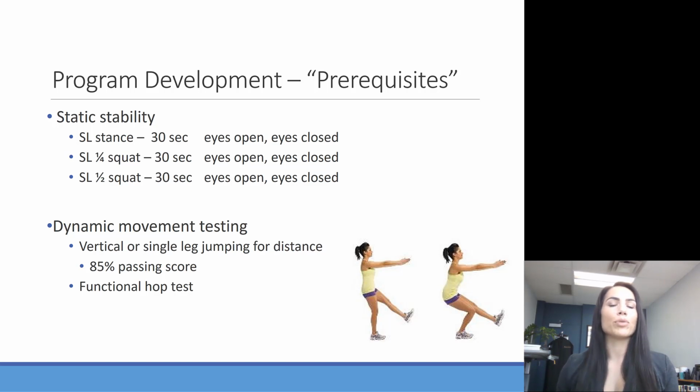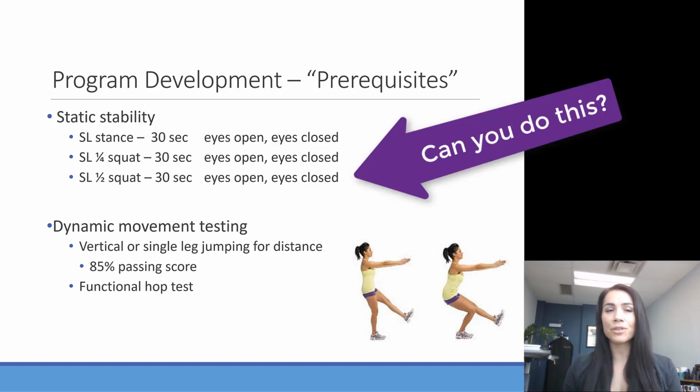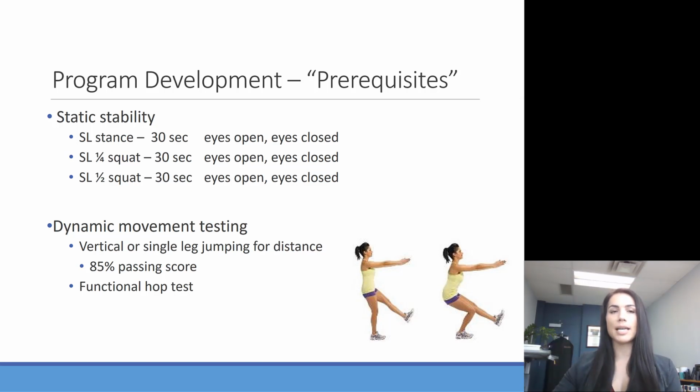So let's start with some basic prerequisites. They're broken into static and dynamic. So static stability, essentially when you see SL, that means single leg. So we should be able to have our clients do a single leg stance for 30 seconds with their eyes open and eyes closed. They should also be able to do a single leg 1/4 squat for 30 seconds, both eyes open and eyes closed, as well as a single leg half squat for 30 seconds, eyes open and eyes closed. So this is static. This isn't a squat up and down. This is bringing it down to a squat and holding, and in addition to holding that different squat position, having your eyes open and closed. So those seem like, okay, that's probably something we can have our clients do.